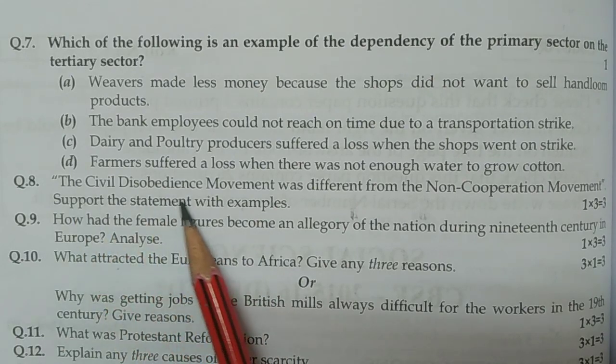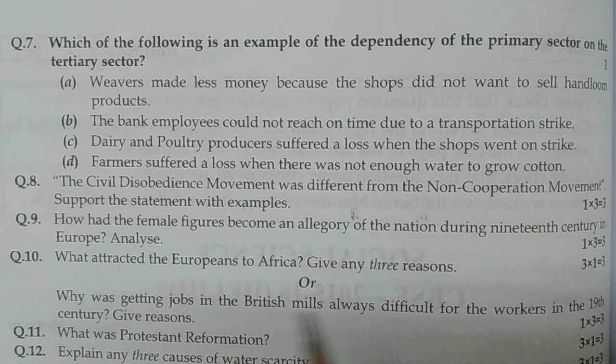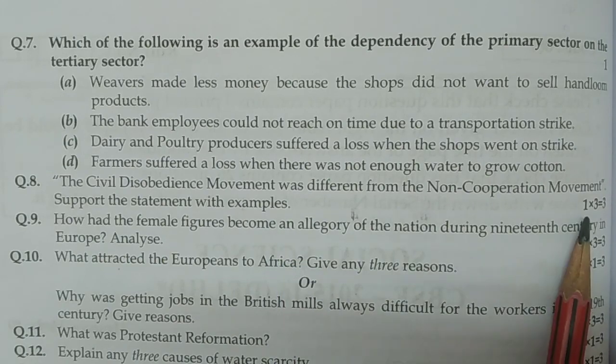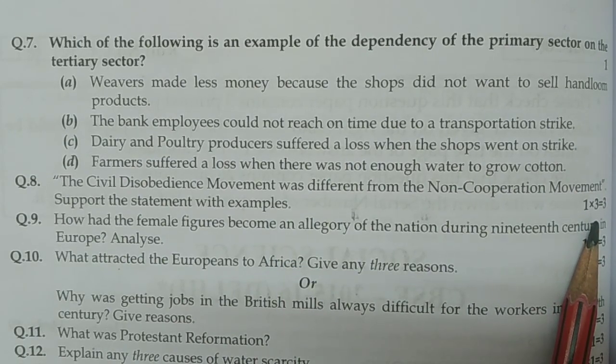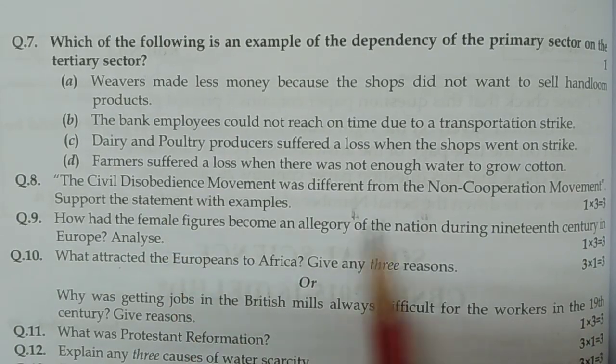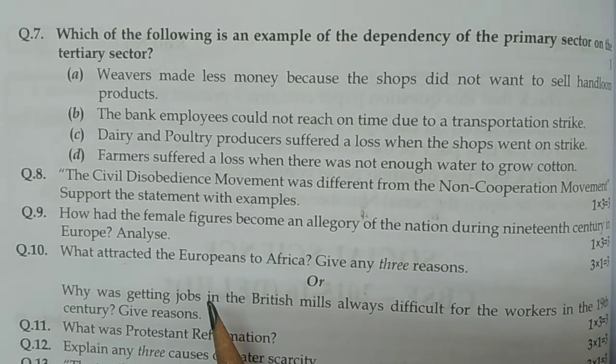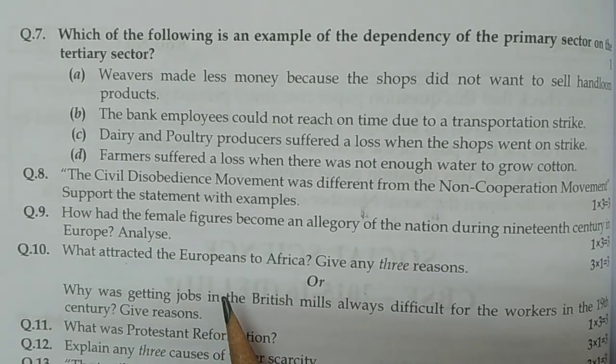Now next, civil disobedience movement. See this question: the civil disobedience movement was different from the non-cooperation movement. Support the statement with examples. See how many times this question has been asked. Its weightage is 3 marks, so 3 marks questions are still being asked in examination. You know how many times the civil disobedience and non-cooperation movements come in previous year questions. I am telling you that in board examinations, questions also get repeated.